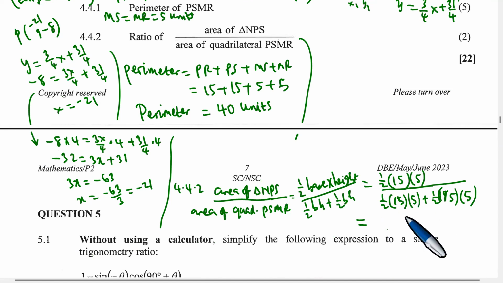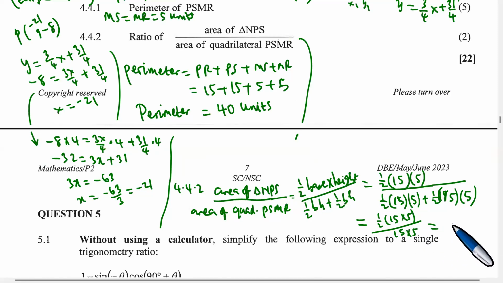So what is this? It is half of 15 by 5. You add these two. It's like half plus half, half of 15 by 5, half of 15 by 5. Half plus half is 15 by 5.